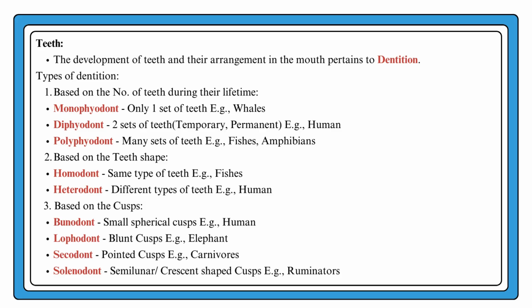Third, based on the cusps, there are 4 types. They are bunodont, the animal with small spherical cusps. Example: human. Lophodont, the animal with blunt cusps. Example: elephant. Secodont, the animal with pointed cusps. Example: carnivores. Selenodont, the animal with semilunar, crescent-shaped cusps. Example: ruminants.